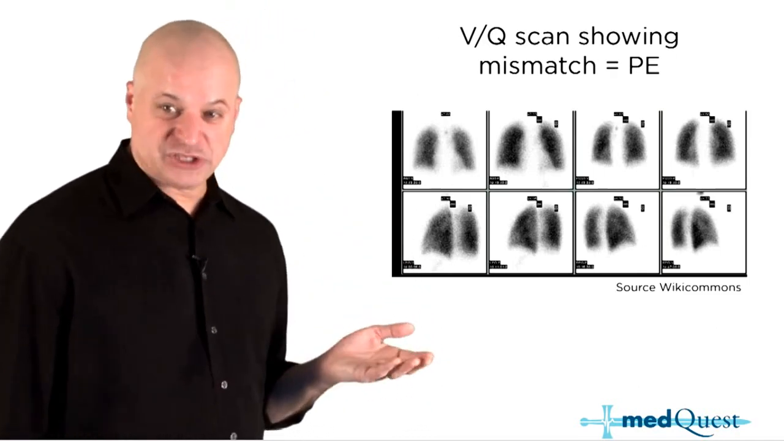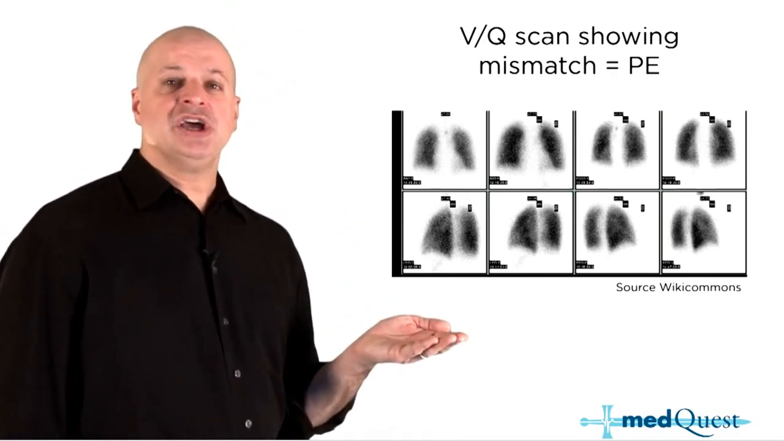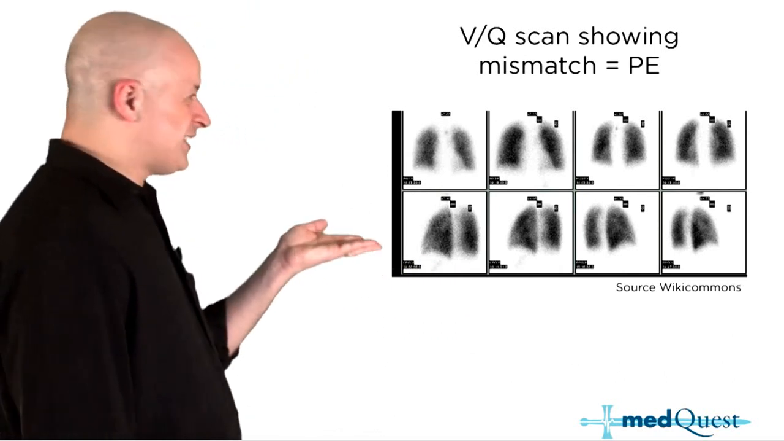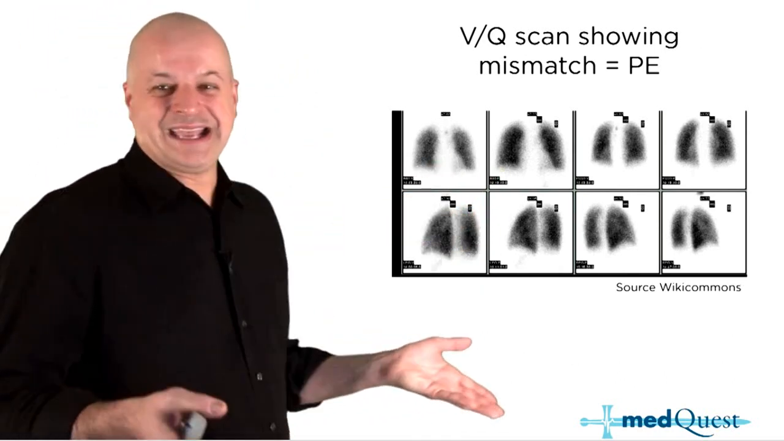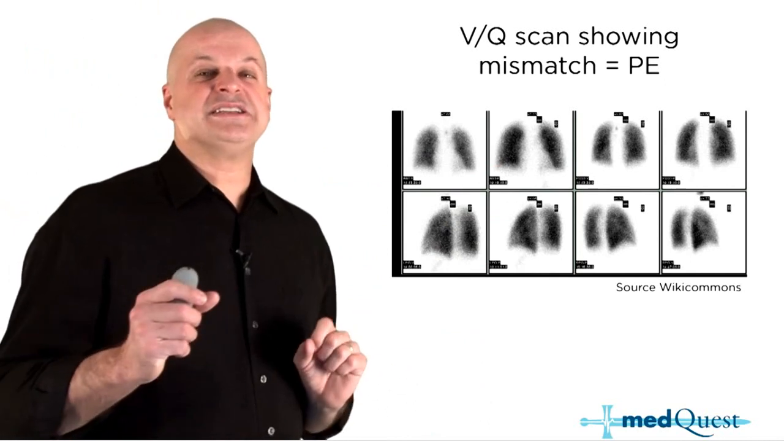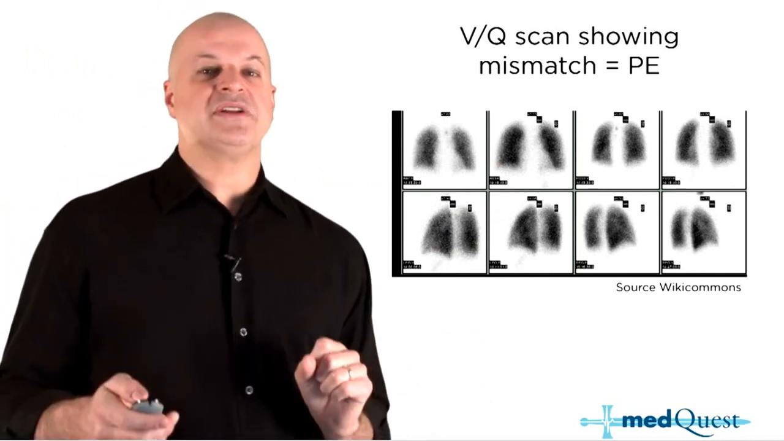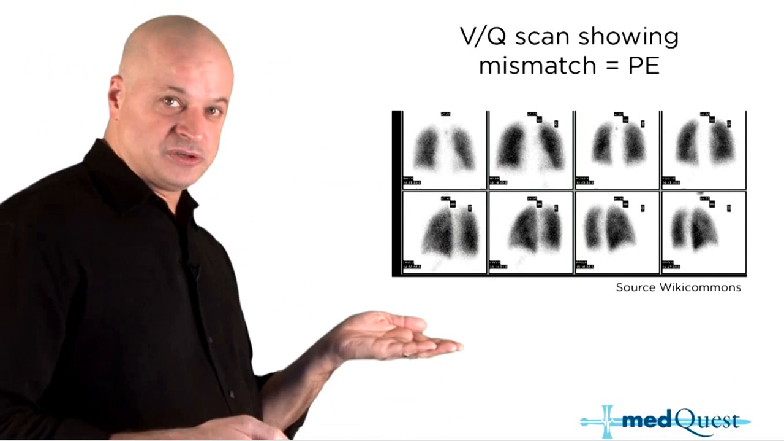This is just a picture of a ventilation perfusion scan. Looking at this, you get the idea: what's this black and white dot stuff? I can't see anything here. It has to be a mismatch between ventilation and perfusion.